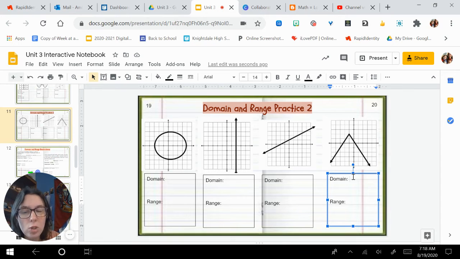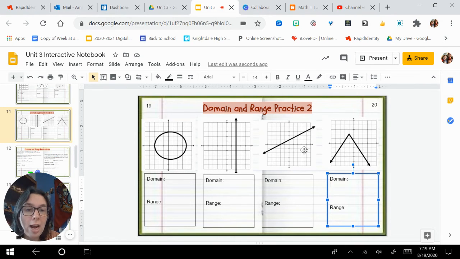So, domain and range. I want to talk about when we have arrows. Remember, that means your graph is going on forever. So you are going to be talking about the word infinity, because that is the symbol that means something goes on forever. For domain, remember domain is x's. On the graph, x values go from left to right, so you're going to look at the graph from left to right and see what's going on.